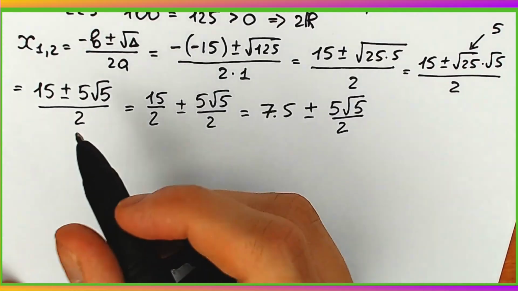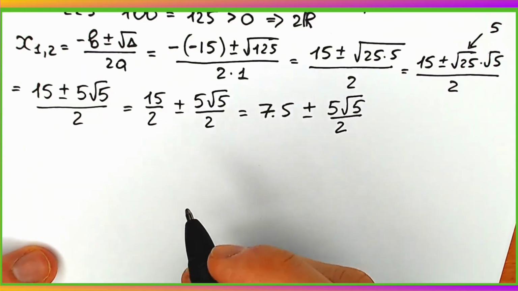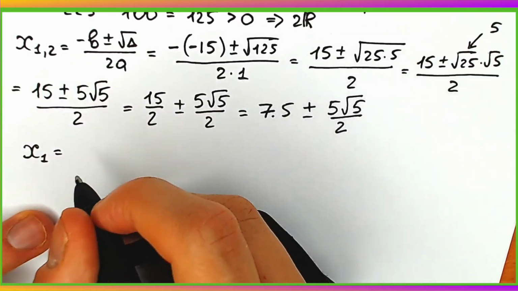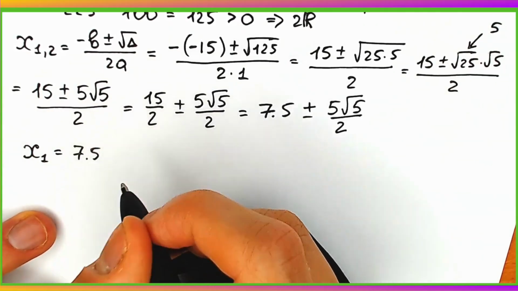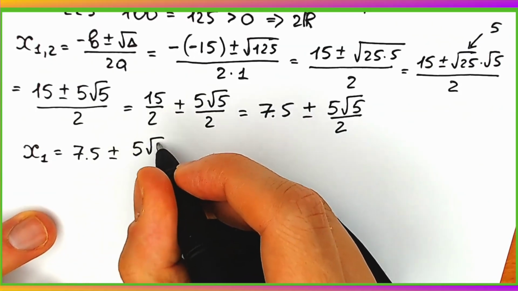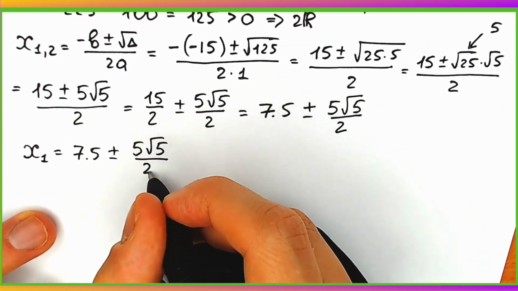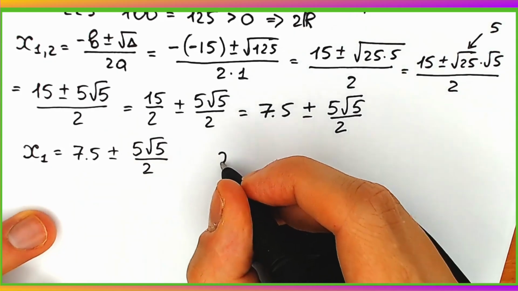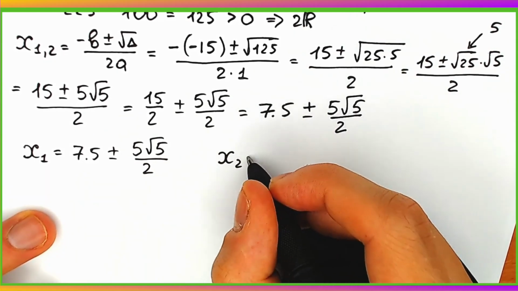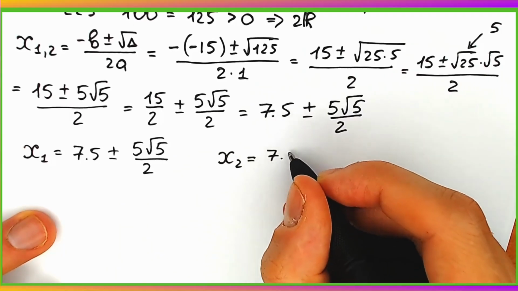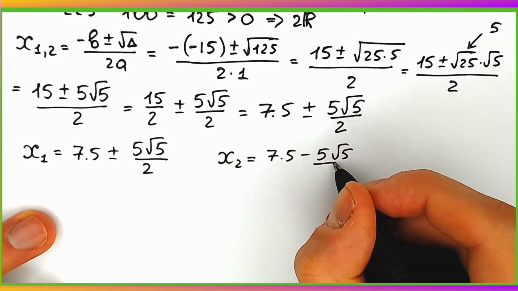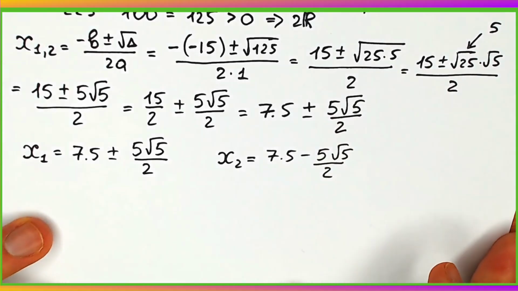So let's gather all the information together, and let's write our x first. Let's write this expression, but with the plus sign. This is our x first, so 7.5 plus 5 square root of 5 over 2, and x second, don't forget that we have right here plus minus, so that's why we also have x second equal to 7.5 minus 5 square root of 5 over 2. Okay, and right now let's go to the beginning.